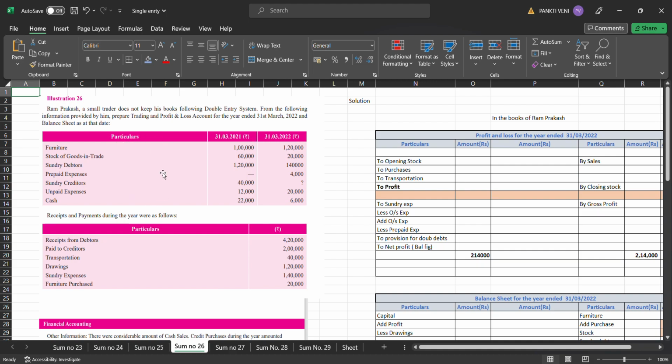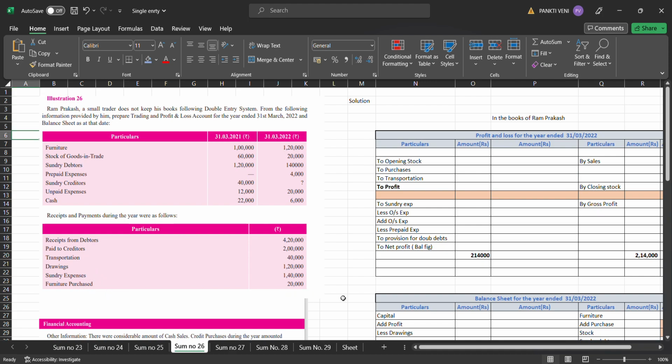They have given us opening balance details and closing balance sheet details. So accordingly, we'll prepare our opening balance sheet. We'll prepare statement of affairs, that is opening balance sheet, to find out opening capital, and then we'll go for receipts and payments during the year, which were as follows: receipts from debtors, paid to creditors, transportation, drawings, sundry expenses, furniture purchased.